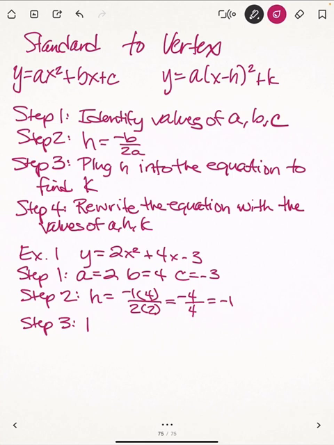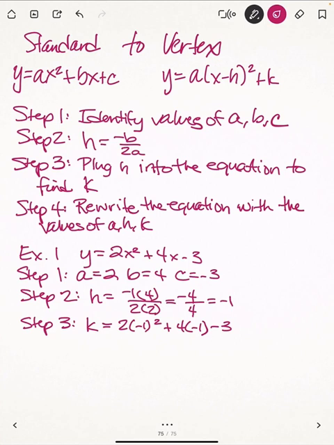We have k. We're going to change our y to a k, and say everywhere there was an x, we're going to put in negative 1. So we're going to say 2 parentheses negative 1 squared plus 4 times negative 1 minus 3. If you're going to put this in Desmos or your yellow calculators, all you're going to put in is everything to the right of the equal sign. So that's 2 times negative 1 squared plus 4 times negative 1 minus 3.